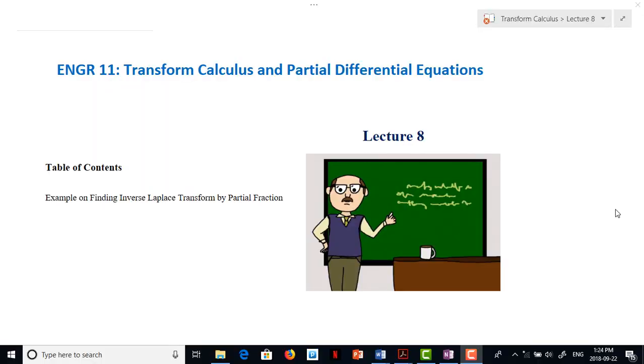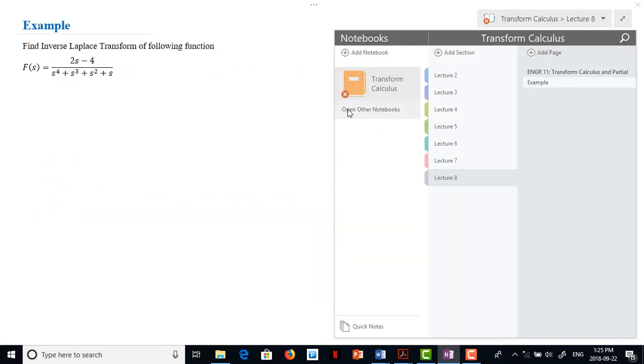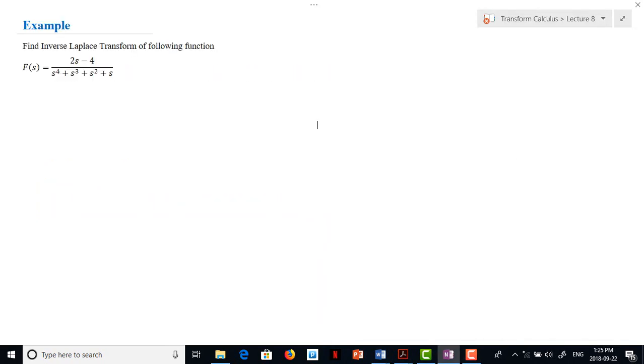Hello guys, in lecture 7 we talked about the application of partial fraction decomposition in finding the inverse Laplace transform of functions, and we solved one example. In this lecture we're going to solve another example on finding the inverse Laplace transform by partial fractions. The example that we want to solve is finding the inverse Laplace transform of the following function.